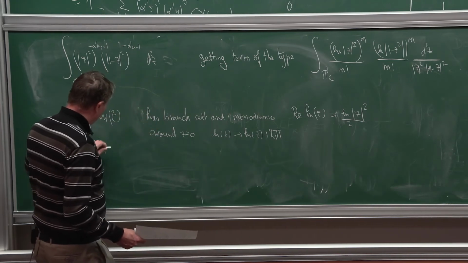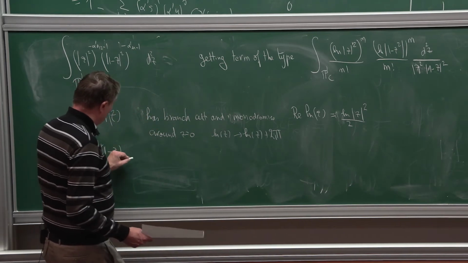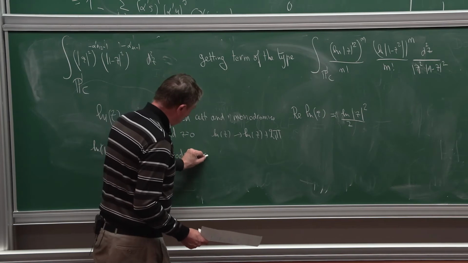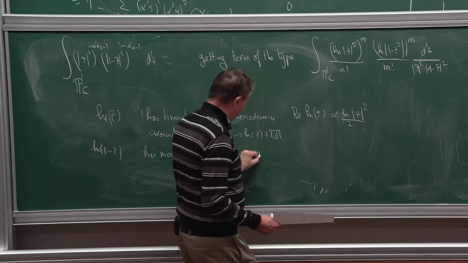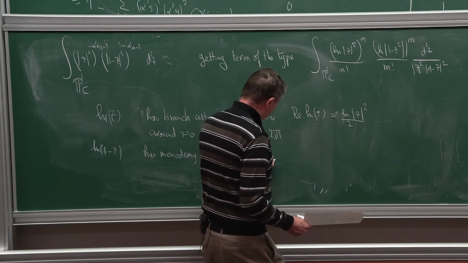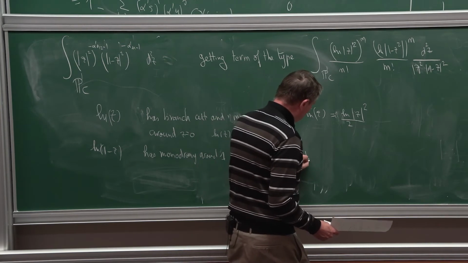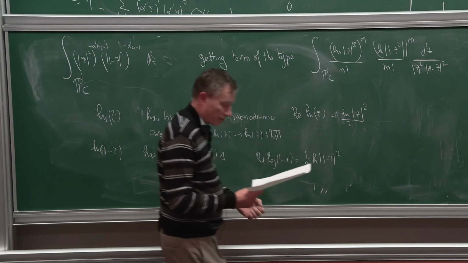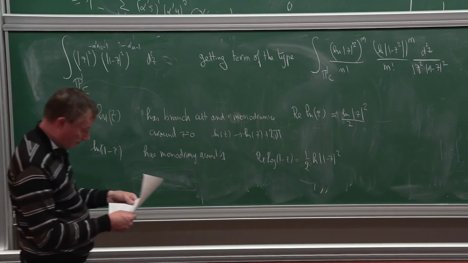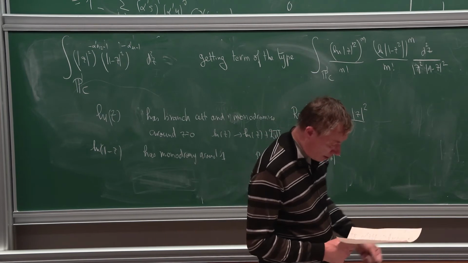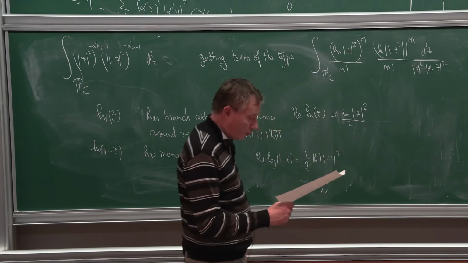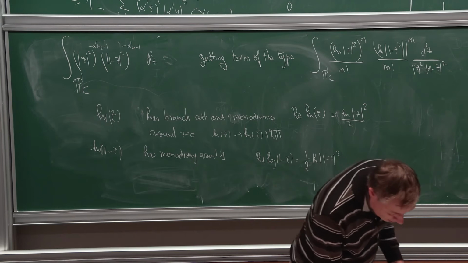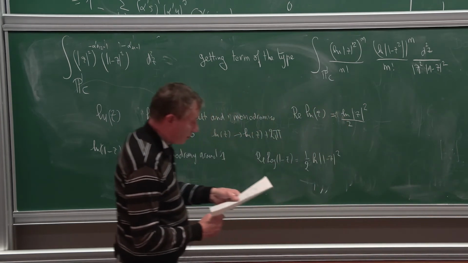The same for log of 1 minus z, which has monodromy around 1, but the real part of log of 1 minus z, which is one half log of |1 minus z|^2, has no monodromies. So in general, in fact, you can define combinations of polylogs so that you don't have monodromies.